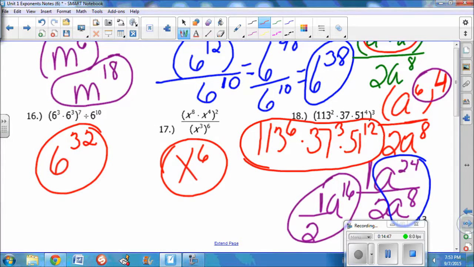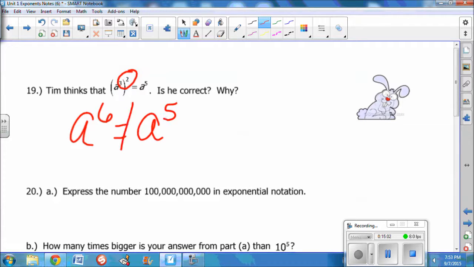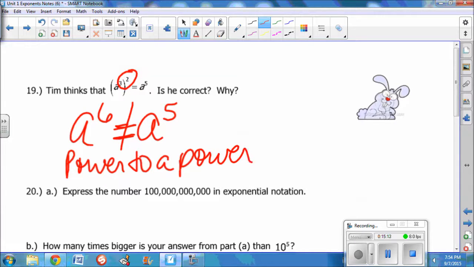So 19. Okay, Tim thinks that a to the 3rd to the 2nd is equal to a to the 5th. Is he correct? Power to a power. We just learned it. We multiply. Does 8 to the 6th equal 8 to the 5th? No way. Not equal. Okay. You could write yourself that note. Power to a power, we multiply exponents.